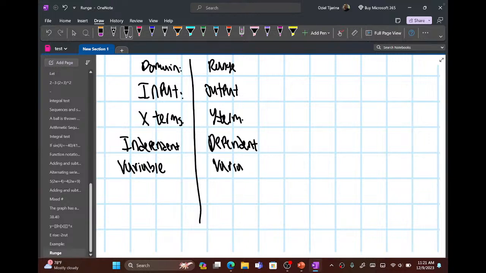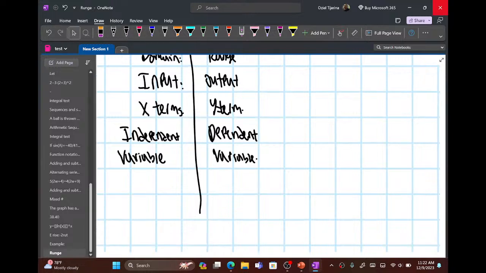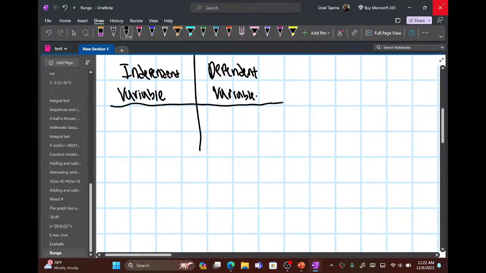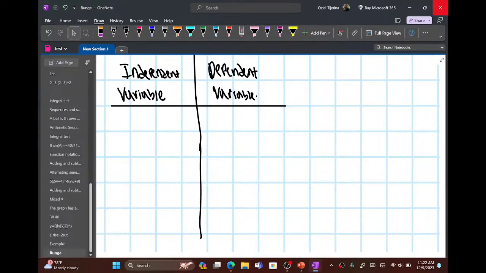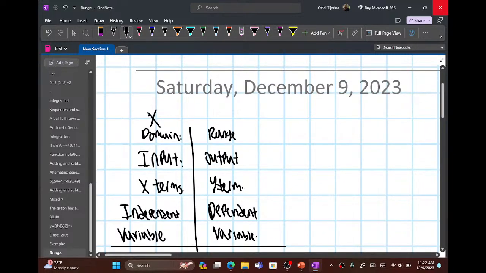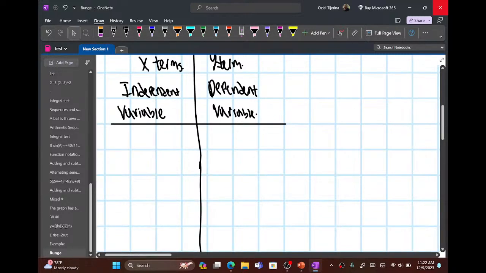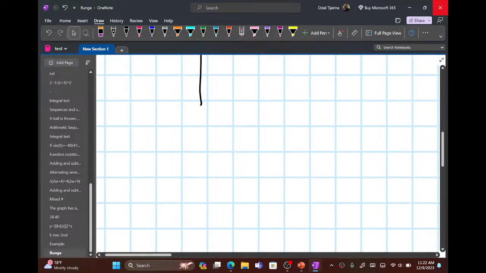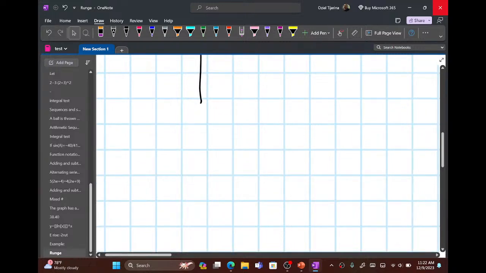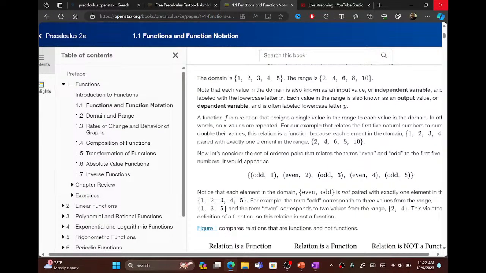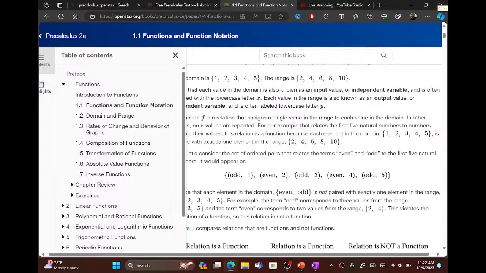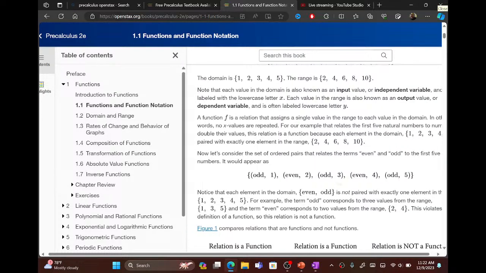The y term is known as the dependent variable. So yeah, we just want to make sure we understand that stuff. We call this the x, y, etc. So that's basically what this means.